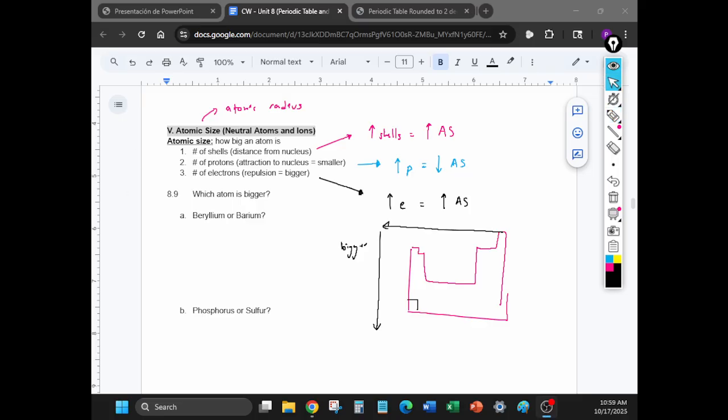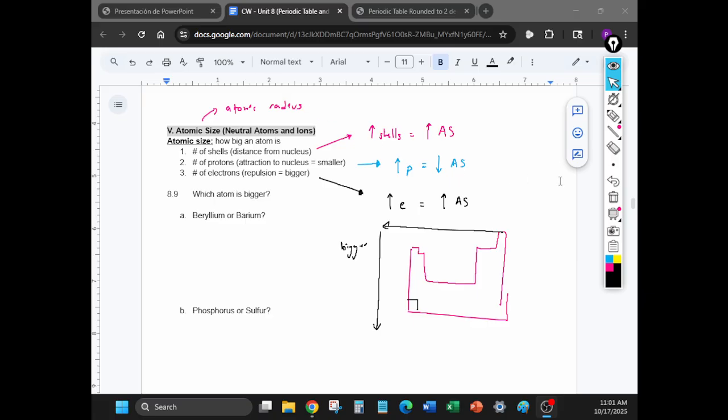All right, so let me give you guys about 2 minutes. See if you guys can do A and B for number 9. You're just picking which one is bigger, and just write a short explanation. Why is your choice bigger? All right, guys, let's go over 9.